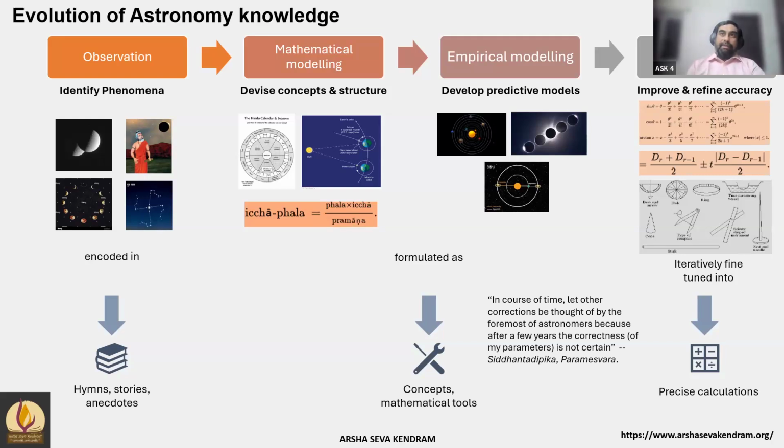So there is always an acceptance that there is room for improvement, and the fact that whatever a particular astronomer is saying is not final, right? It's subject to improvement over a period of time, because over a period of time, the observations will also change, and new theories or new hypotheses may have to be postulated to correct the knowledge that was prevalent at that particular time.